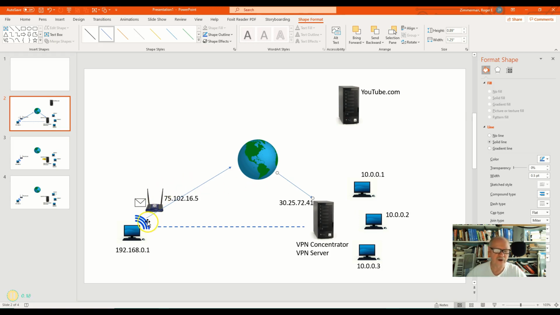One is authentication. Before I build this VPN, I need to authenticate to this server to let it know that I am who I say I am. And in fact, it's usually a two-way authentication so that I also know the server is who it says it is. So part one is the authentication.